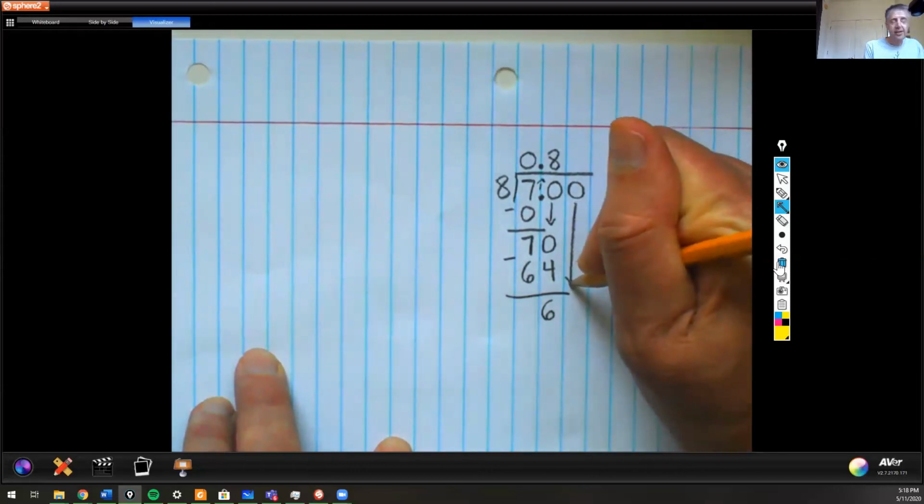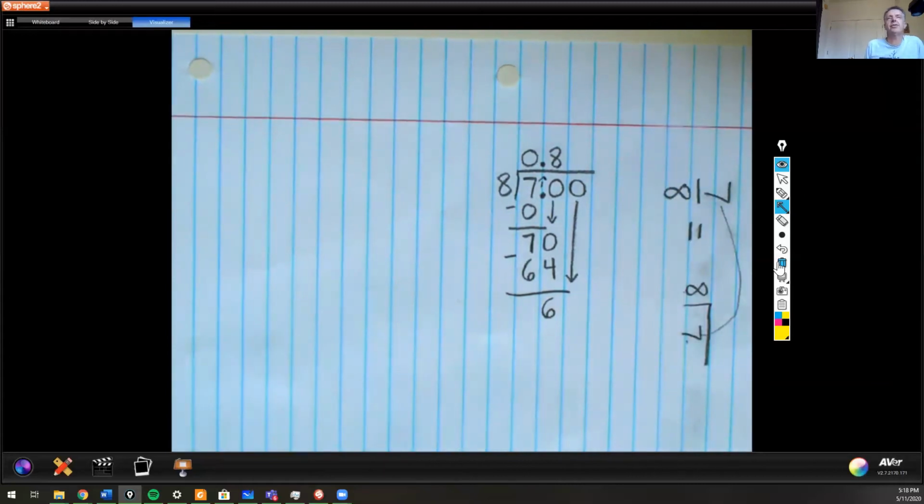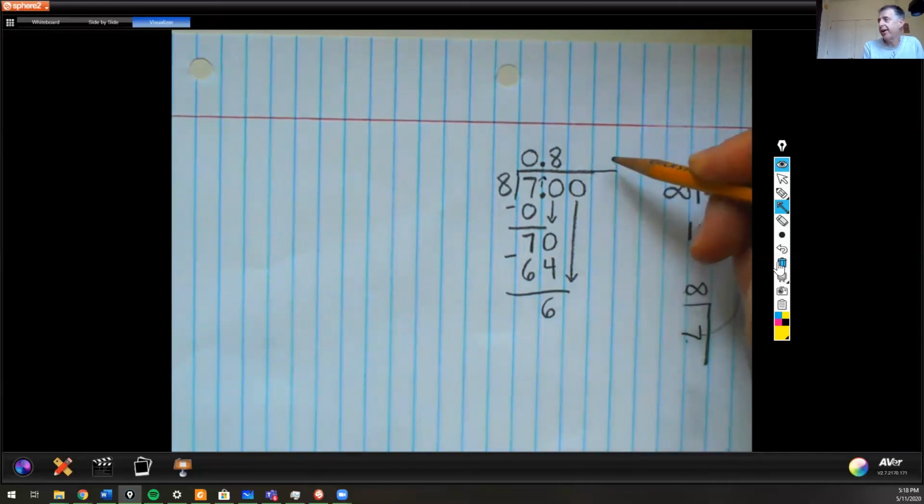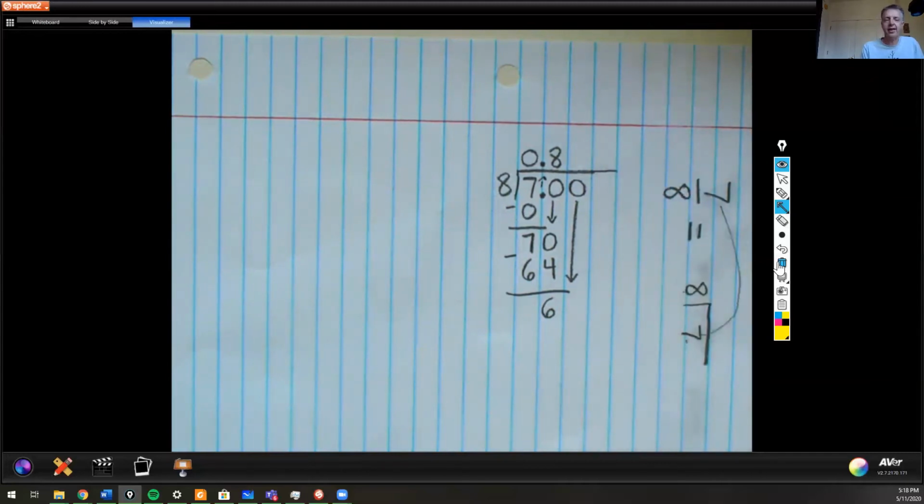Now, there are going to be times when you're going to get a decimal where you're going to be getting a remainder even when you get all the way out here to the thousandth place. If you go that far, stop at the thousandth place and just round from there. Well, let's keep on going and see if we need to do that for this example.